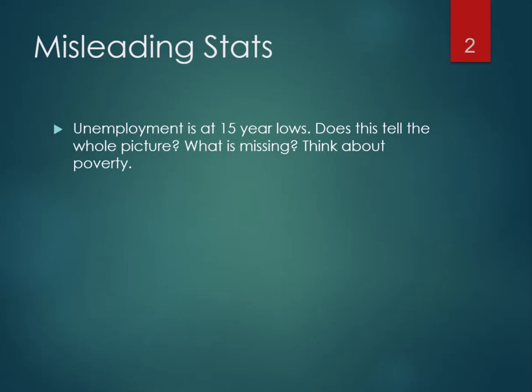Let's take a look at some misleading statistics. For instance, unemployment is at 15-year lows. Does this tell the whole picture? What is misleading? What could possibly be hidden? Remember, when people report things, they often try to report it to put them in the best light possible. Try to bring some ideas of what might be misleading about this or what is left out to class.